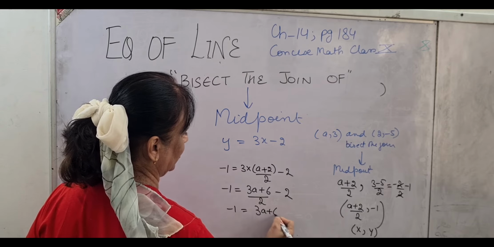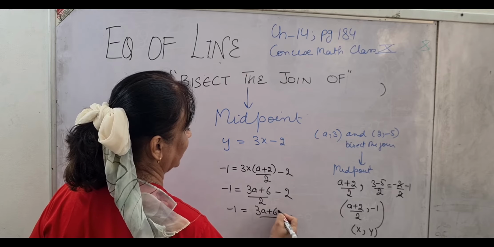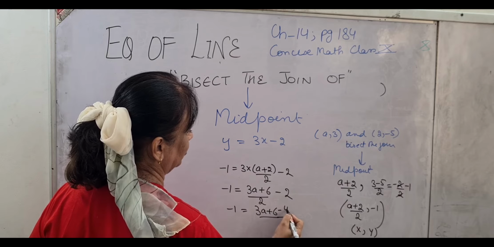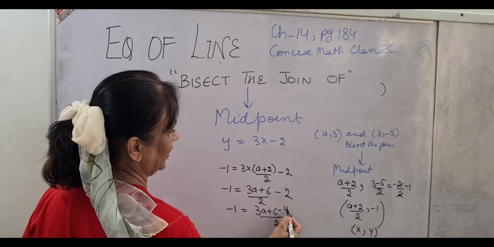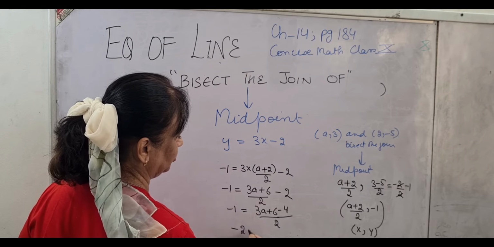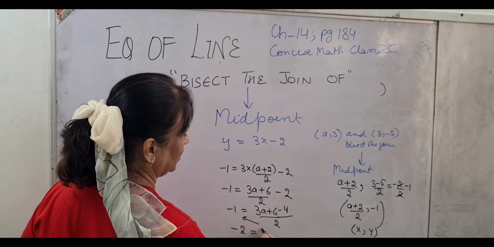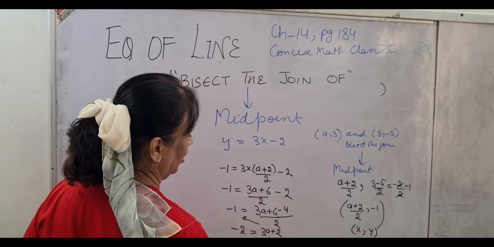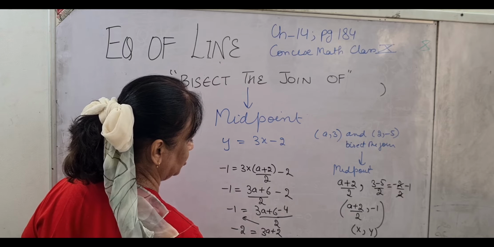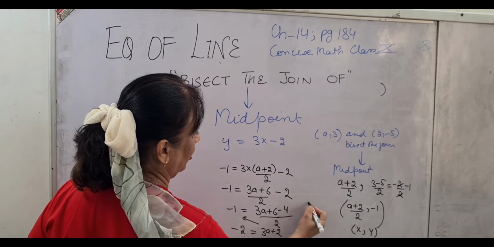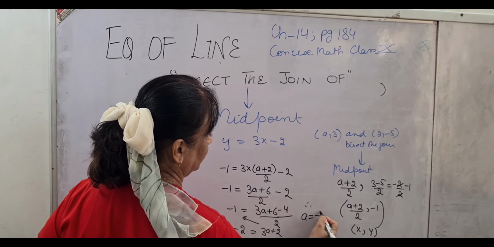Be very careful about your calculations. Since they are simple, you can also do them wrong, so be very careful. I've taken the LCM. Minus 2, cross multiplication: 3a plus 2 or minus 2 is equal to 3a, or a is equal to minus 4 by 3.